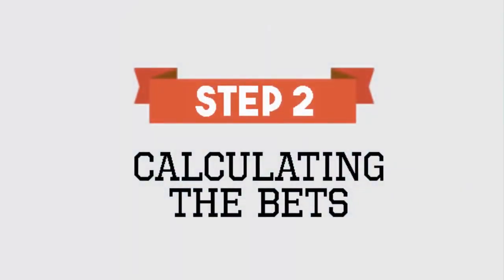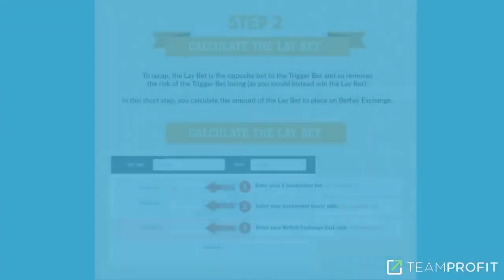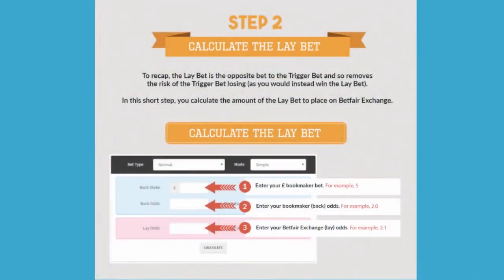Rather than placing our lay bet at exactly £5, the next step, step 2, shows how you can calculate your lay bet so your trigger bet is completely risk-free. Whereas our trigger bet is usually £5 or £10, we need to calculate the lay bet amount, which is what I'll show you in this next step. It only takes around 15 seconds to calculate, so it's dead easy.